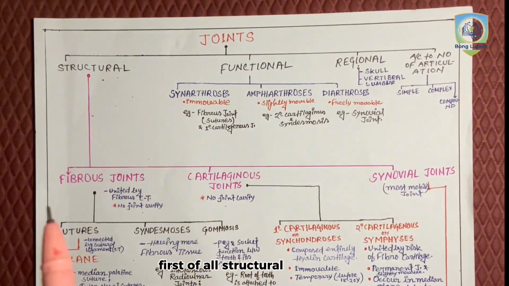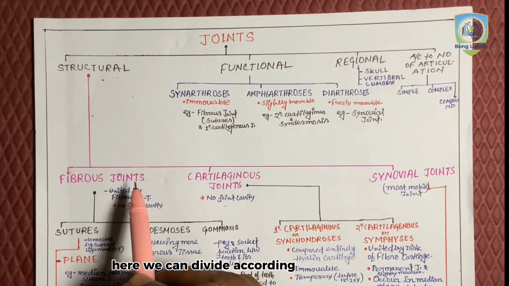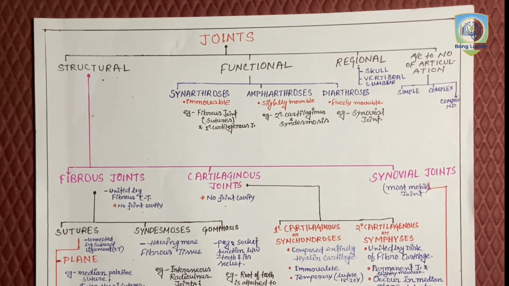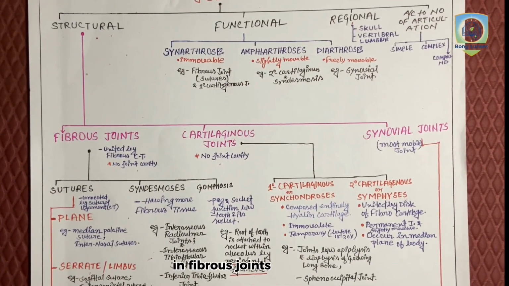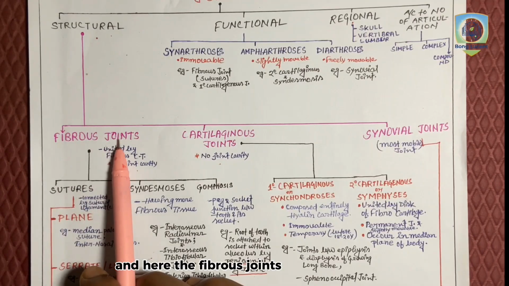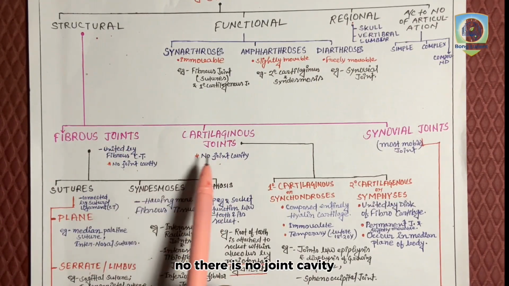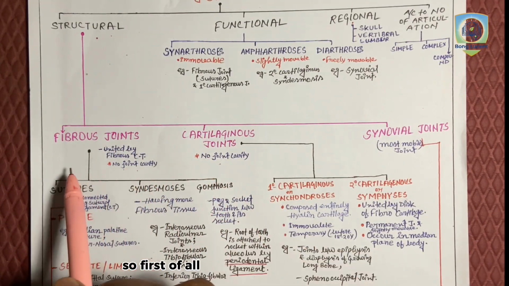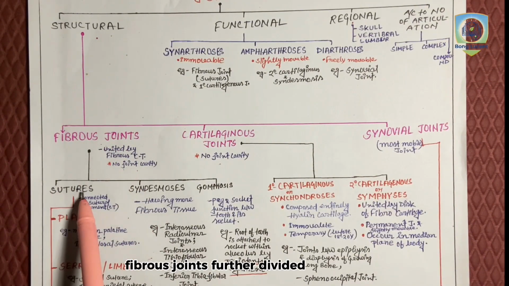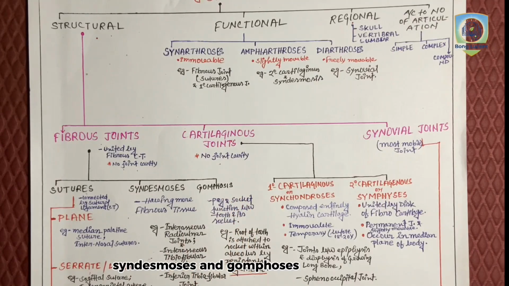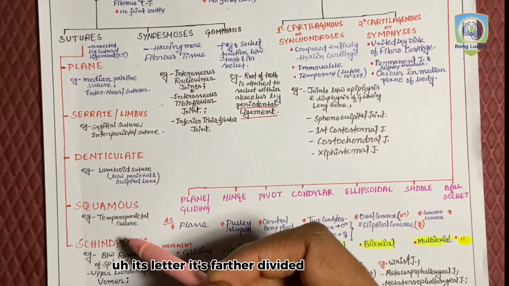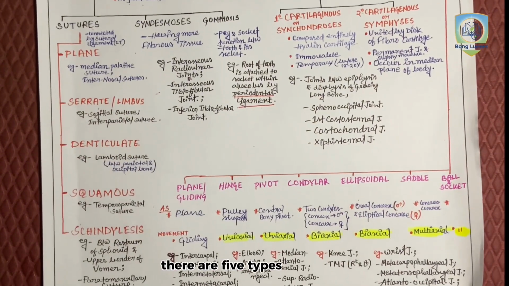First of all, structural. According to the structure, we can divide joints into three types: fibrous joints, cartilaginous joints, and synovial joints. In fibrous joints, the structure is united by fibrous tissue, and in fibrous joints and cartilaginous joints there is no joint cavity. So first of all, we enter the fibrous joints. Fibrous joints are further divided into sutures, syndesmosis, and composite. Sutures are further divided into 5 types.